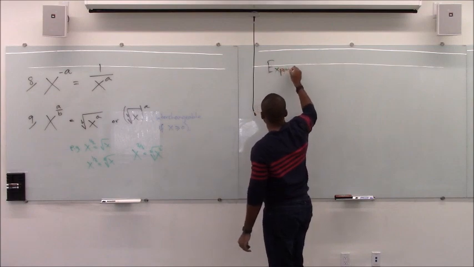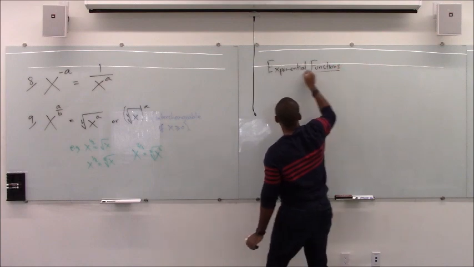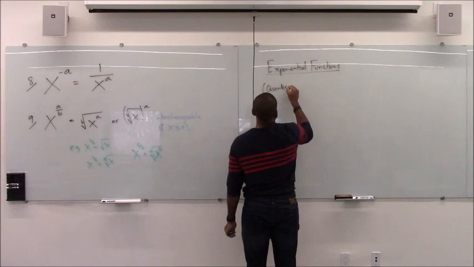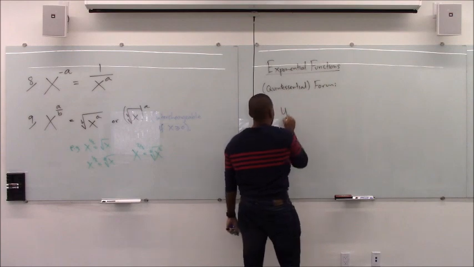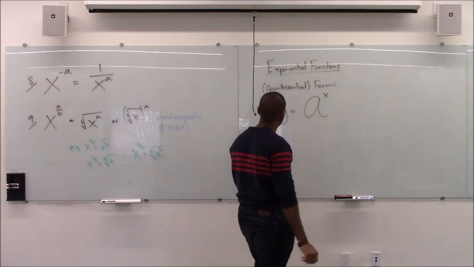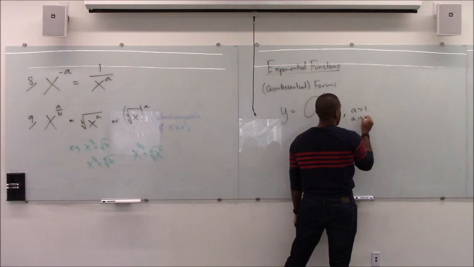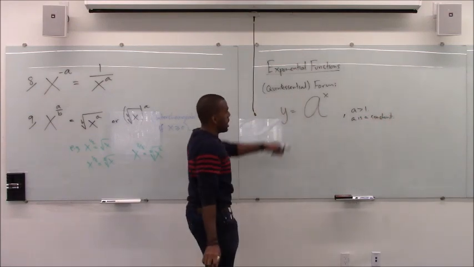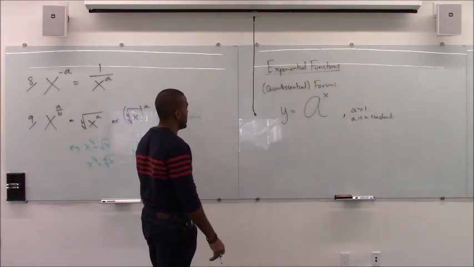Let's look at exponential functions. The form of these is like y equals a to the x. Here, let's assume a is greater than 1 and a is a constant. So if you have the base as a constant and the power is a variable, and you can just plug in different x values, you give rise to what's called an exponential function.